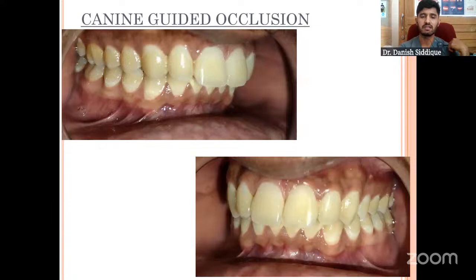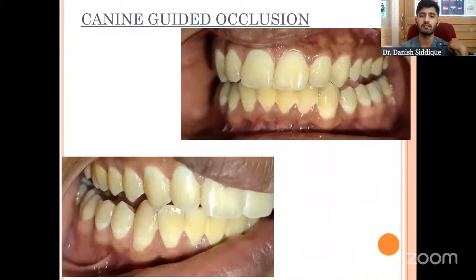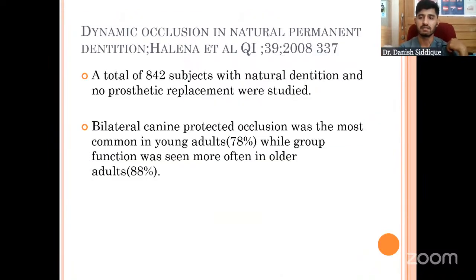So as you have seen here, in centric occlusion there's a normal occlusion present, but when the person moves to the lateral side, you can clearly see that there's a complete disocclusion of the posterior teeth. For the canine guided occlusion to exist, the main important thing that we need to know is that the canines have to be sharp and should not be treated. That is the major importance that is seen.